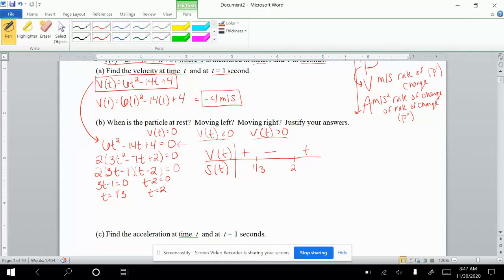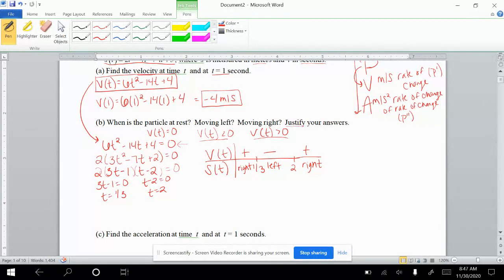Now when we're dealing with particle motion, you have to relate this to the direction in which it's moving, not necessarily increase or decrease. In this case, your velocity is positive, so you're moving to the right. When it's negative, you're moving to the left. And so you can fill out your sign chart just like that.